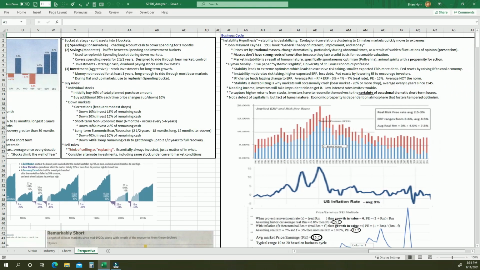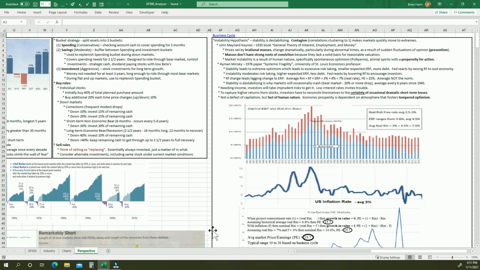Well, there was a paper written back in 1976 by a professor named Hyman Minsky from the University of St. Louis, called systemic fragility. In that paper, he discusses the instability hypothesis, which is a concept that stability seeds instability. Stability leads to extreme optimism, which leads to excessive risk-taking, which leads people to take on more debt, and the market essentially gets overheated. So the Federal Reserve responds to that by trying to cool off the market by raising the risk-free rate of return.